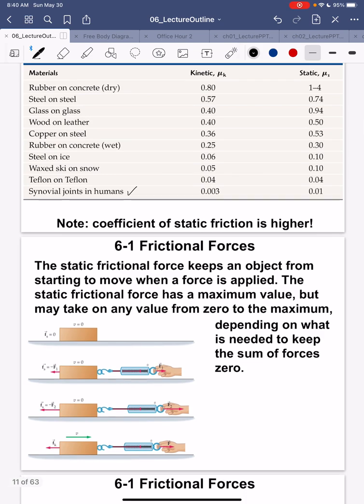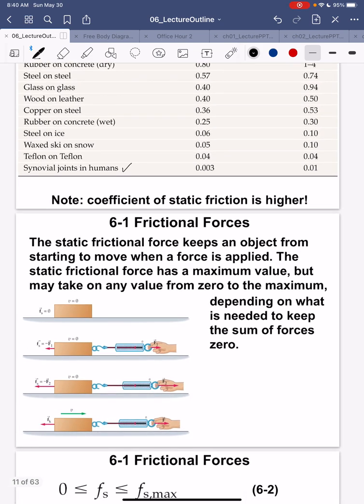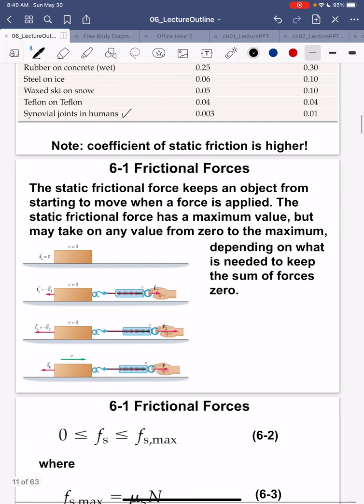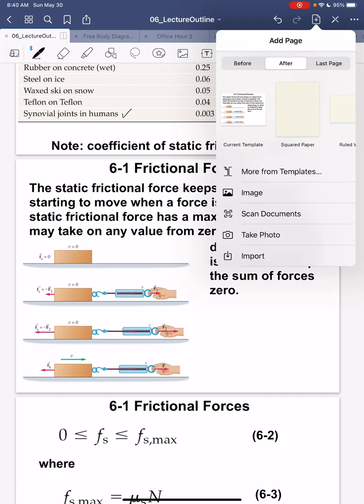Also we need to talk about static friction. The coefficients of static friction are really higher than the kinetic friction. And we always say this kind of phrase: to keep the motion is much easier than to start the motion. Now, the static frictional force keeps an object from starting to move when a force is applied. The static friction always has a maximum value.